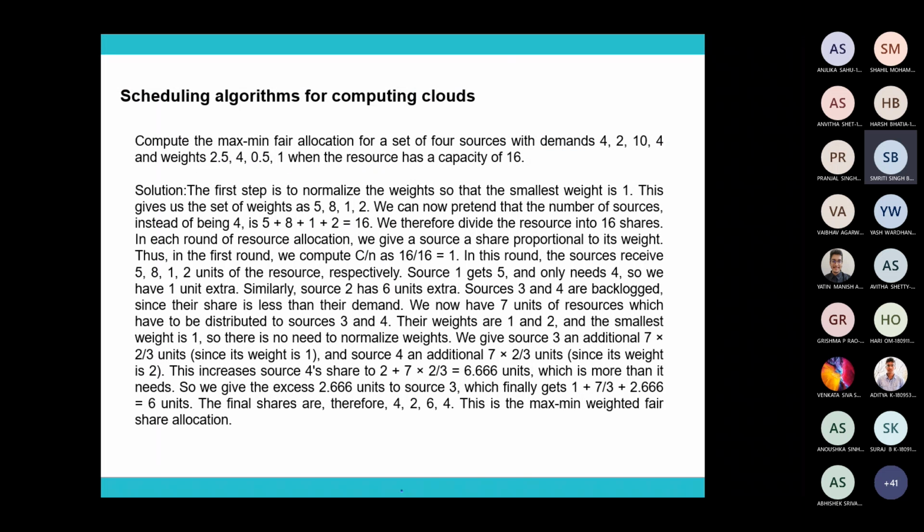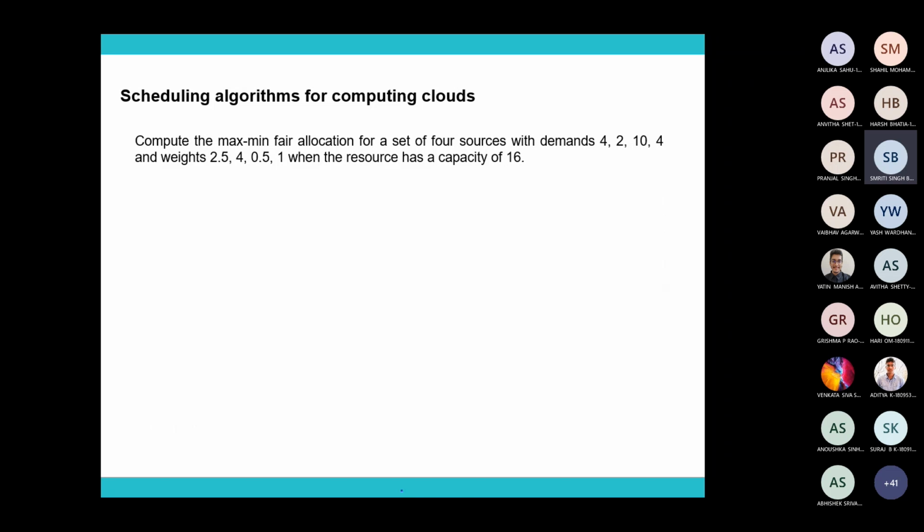Okay, now this is some other example which illustrates the same thing. Compute the max-min fair allocation for a set of four sources with requests 4, 2, 10, and 4, with the weights 2.5, 4, 0.5, and 1, when the total resource capacity is 16.